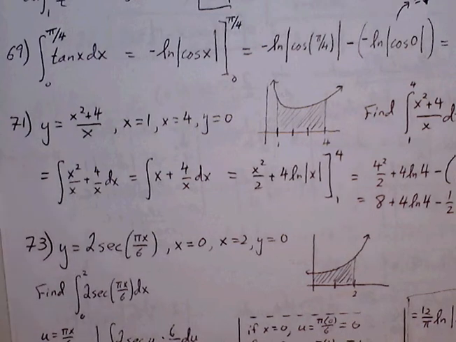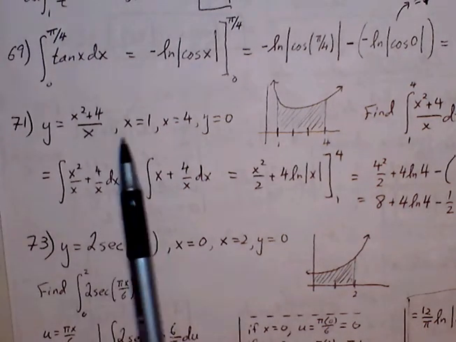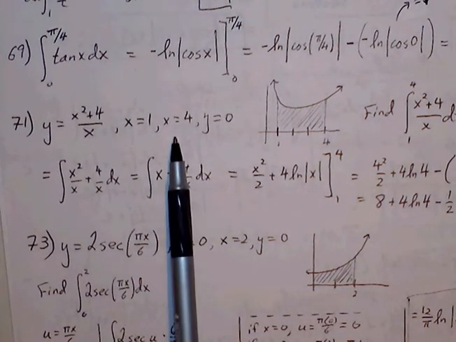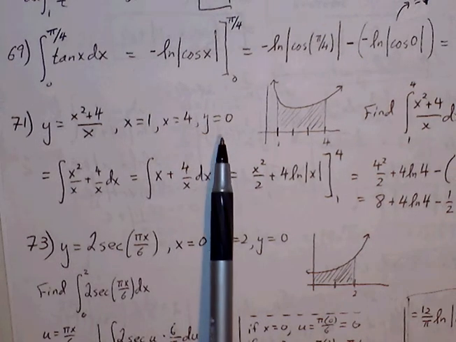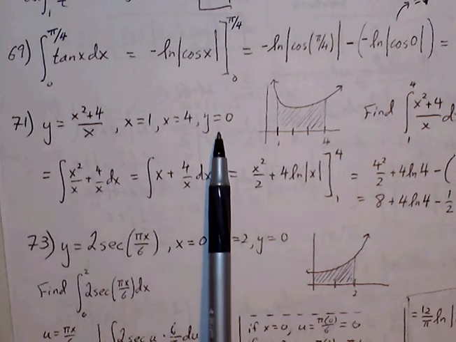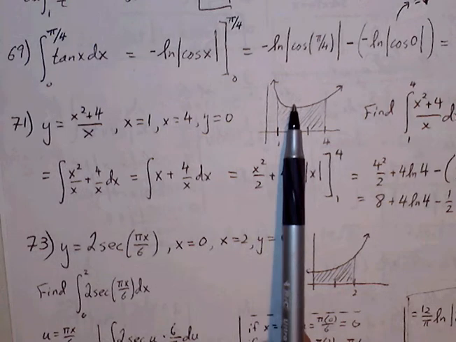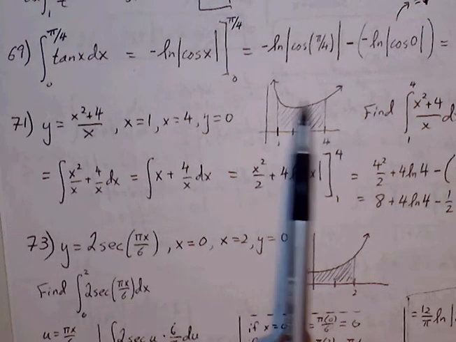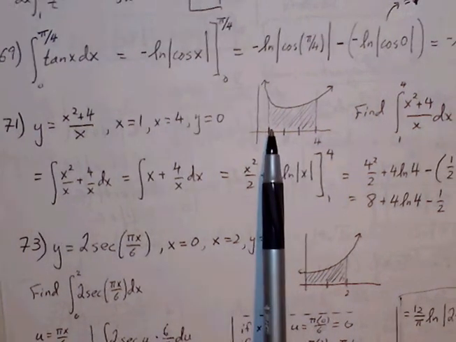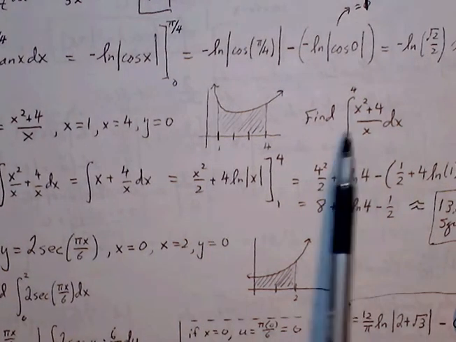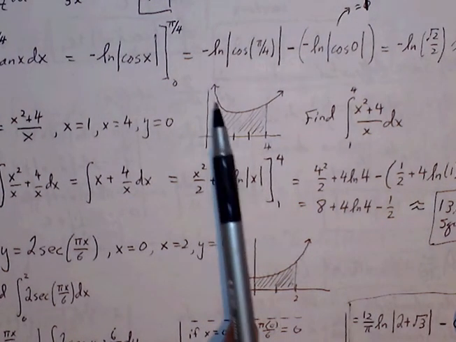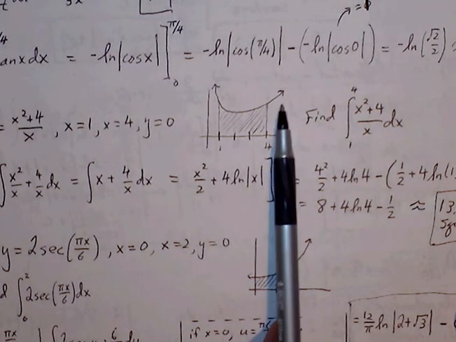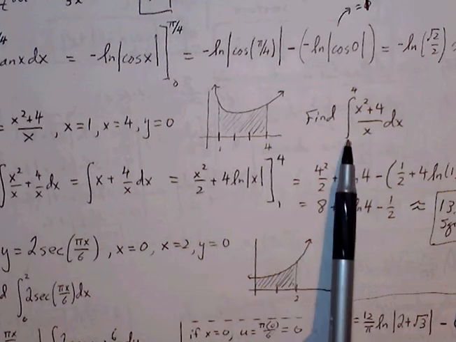Okay, 71. We have a function. We have bounds, x equals 1, x equals 4, and we have the x-axis, which is y equals 0. So it's essentially asking you to find the area of this region. So we can simply write it as the definite integral of our function, x squared plus 4 over x, which looks like this, between the x bounds of 1 and 4.